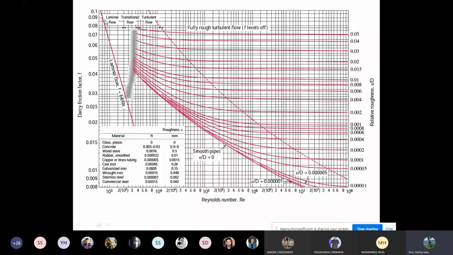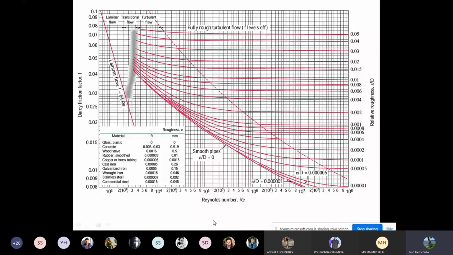As you can see, this is the laminar region, where f is 64 by Re, which is the relationship that holds. This is the transition region, and the moment it crosses this, it becomes turbulent flow. Using this chart, if you know your relative roughness, you can easily calculate the value of either Reynolds number or Darcy friction factor. Most of the time the Reynolds number is known, and then you can calculate the Darcy friction factor.